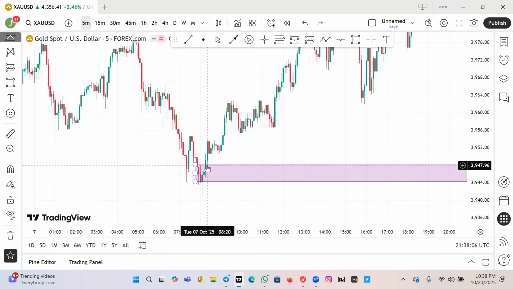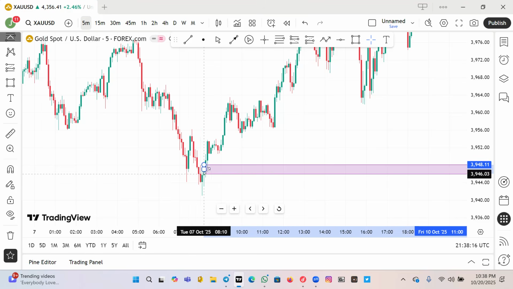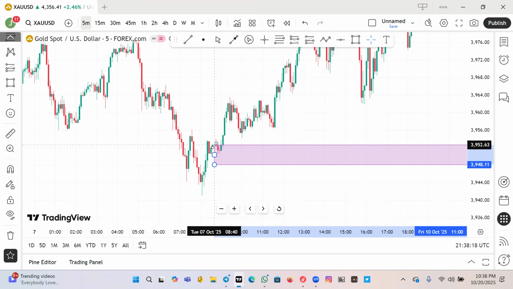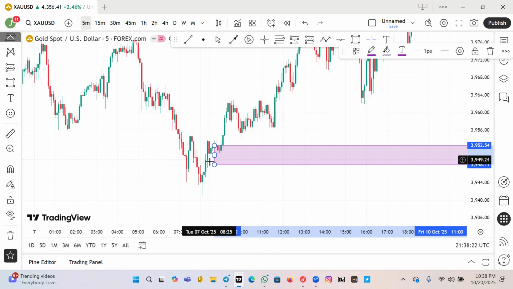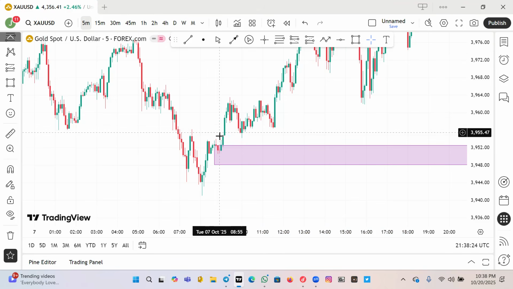Now, look at this green candle has tapped into it with his wick, so it may likely not hold. So the best thing to do is to now take this unmitigated one here. Even you can now see this guy here is also mitigated. This guy here is also mitigated.